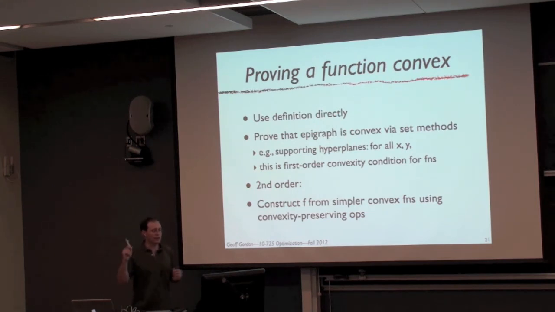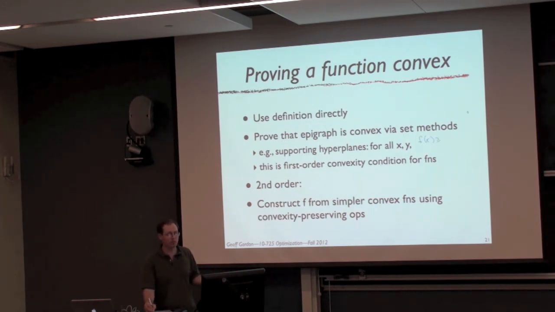So, right, you can use the definition directly. You can reduce it to the problem of proving that the epigraph is convex. For example, if you tried to use supporting hyperplanes to prove that the epigraph was convex, what you would get is exactly this, right? You would get that f of x is bigger than or equal to the supporting hyperplane at y.